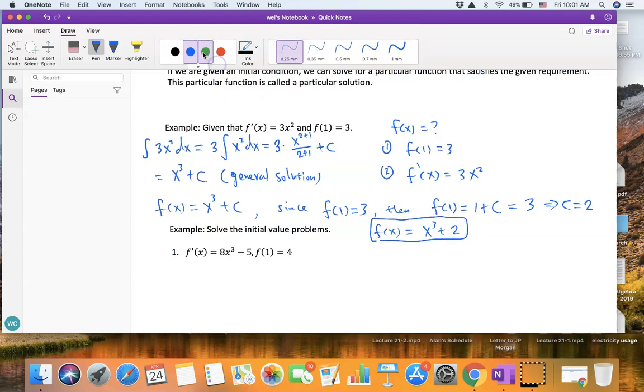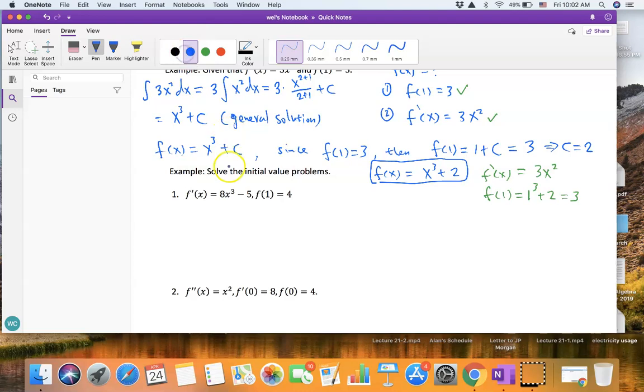Okay, let's verify our result. If we take the derivative of this function, we get 3x squared, right? So the second condition is satisfied. And when we evaluate the function at 1, the function value is 1 to the third plus 2, which is 3. So the first condition is satisfied. So therefore this is our solution.